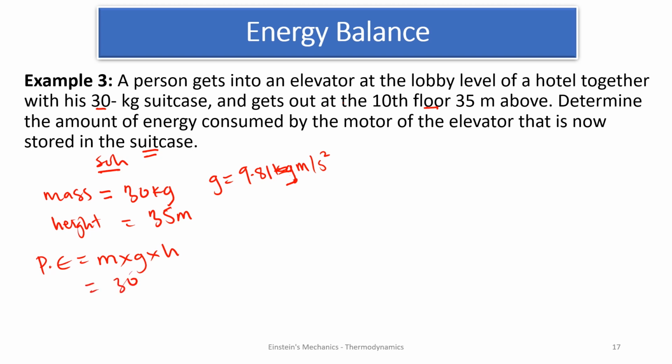So mass of 30, gravity of 9.81, and a height of 35. And our potential energy that will be stored inside the suitcase will now be 10.3 kilojoules. Are we good? 10.3 kilojoules of energy. So if the person is to move to the 11th floor, maybe the height will increase, and as the person goes up, the energy increases, because you need a lot of energy to climb. Are we good?